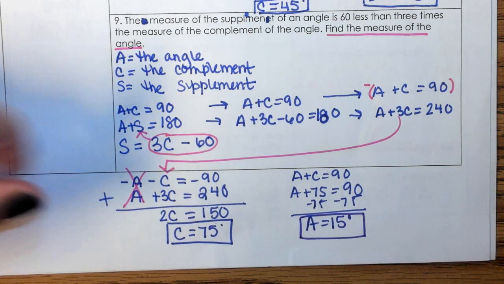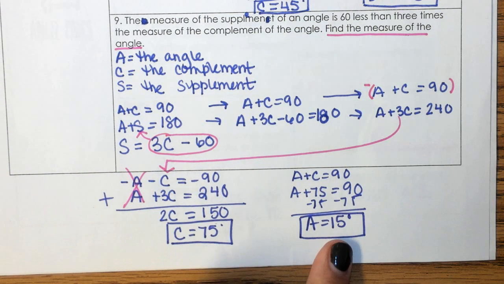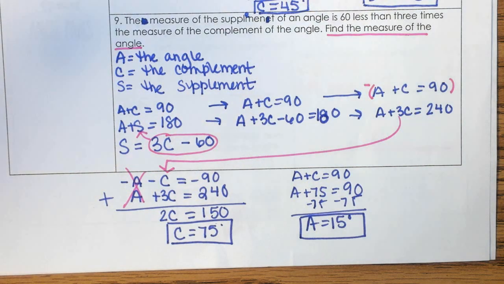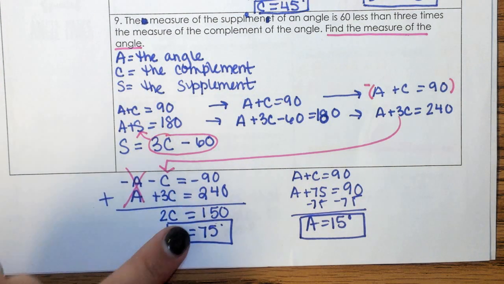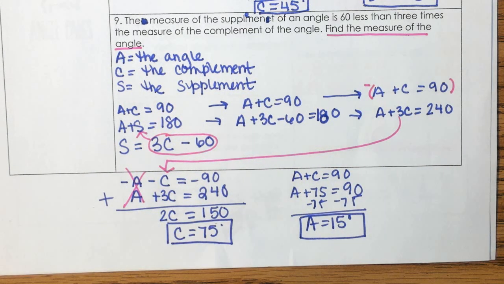Okay, so that is our final answer. We're not asked to find the supplement. We're only asked to find the angle. What I should say is we could have also figured out what the supplement was, and then figured out what the angle was, but for this one it was easier for us to find that complement first to figure out what the angle was going to be.